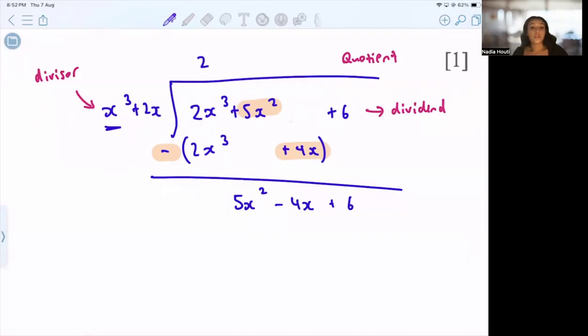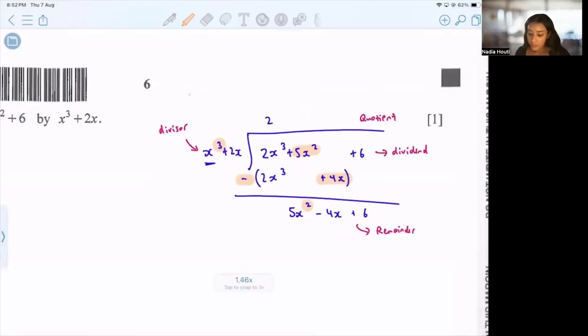Do we continue? That's the question. So how do you know when to stop? You don't have to force this part at the bottom, which is the remainder, to be 0. You don't have to keep going until this is 0. How do you know when to stop? You stop when the power of the divisor is higher than the highest power of your remainder. This is when you know how to stop.